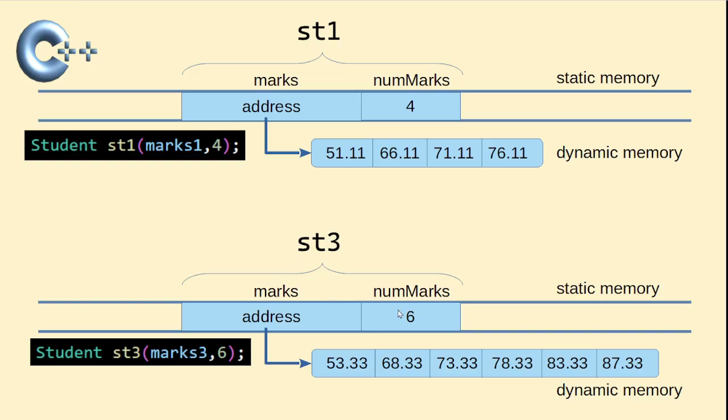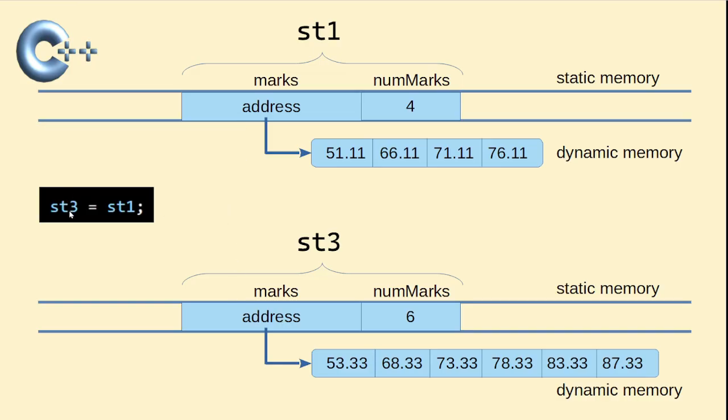st3 will get memory space like in the case of st1 for the max attribute and number of max attribute, and the size value 6 is copied to the number of max attribute. Dynamic memory is allocated to hold 6 max values, and the max pointer is pointing to this dynamic memory space, and the elements of the max3 array are copied one by one in a for loop.